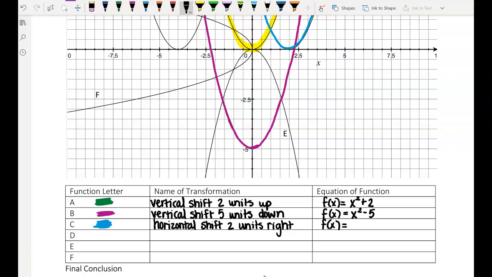This is where it's going to be f of x equals parentheses x. Am I going to do a minus 2 or a plus 2? Minus 2, because I'm moving to the right, which means I'm putting a positive h value in. So the quantity x minus 2 squared.